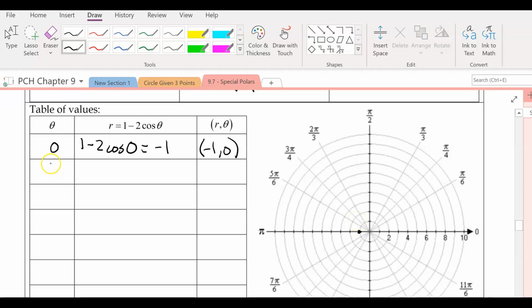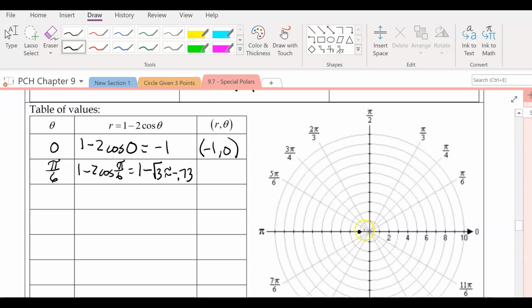Alright, and then let's go every pi over 6. Sometimes we may need to fill in with pi over 12s, but we'll go to pi over 6. So it's 1 minus 2 cosine pi over 6. So that's going to be 1 minus, pi over 6 is root 3 over 2, the cosine, and then multiplied by 2, so that's root 3. So that's 1 minus root 3, which is approximately negative 0.73.